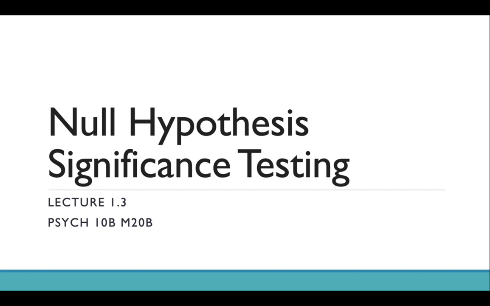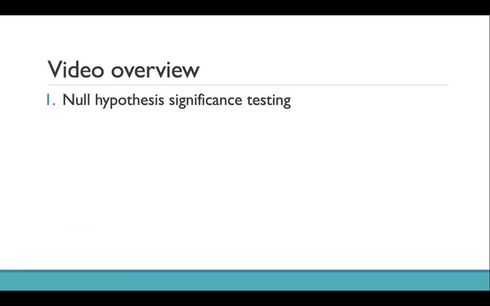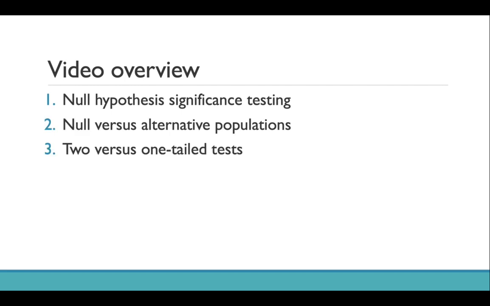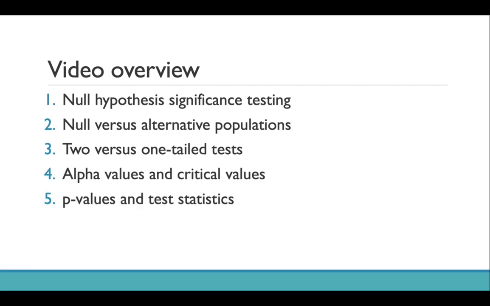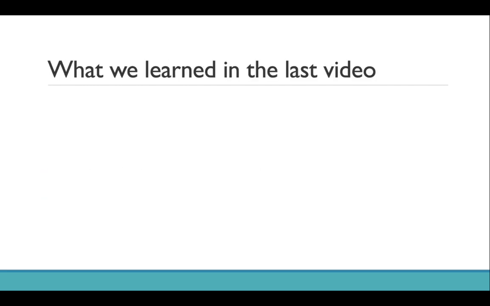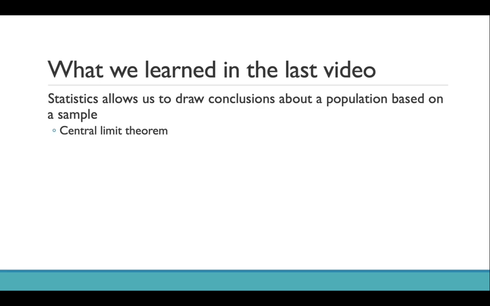Welcome back, everyone. In this lecture, we'll be discussing null hypothesis significance testing and some related concepts. We'll begin with an introduction to null hypothesis significance testing. We'll then discuss the idea of null versus alternative populations, two-tailed versus one-tailed tests, alpha values and critical values, p-values, and test statistics.